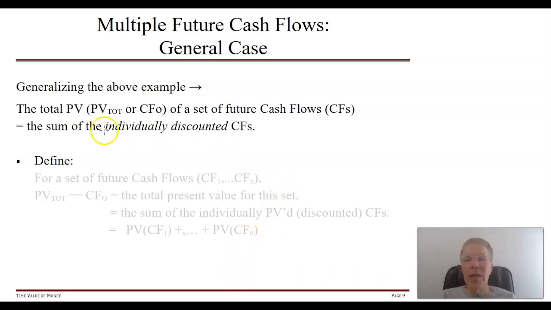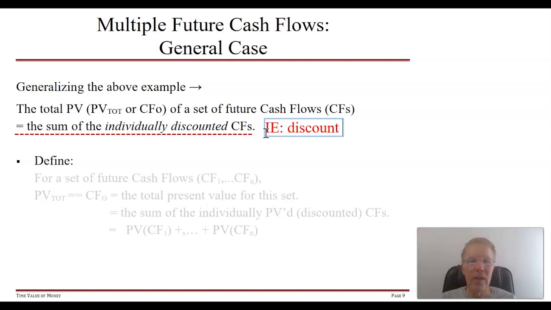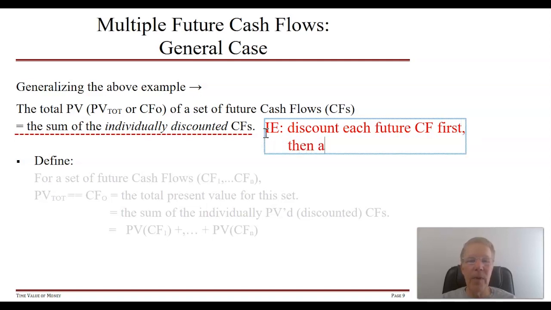Okay, so we want to say that when we've got a problem and we want the present value of a set of future cash flows for that project, in words, what that always is just the sum of the individually discounted cash flows. And what we mean by that is discount each future CF first, then add them up.